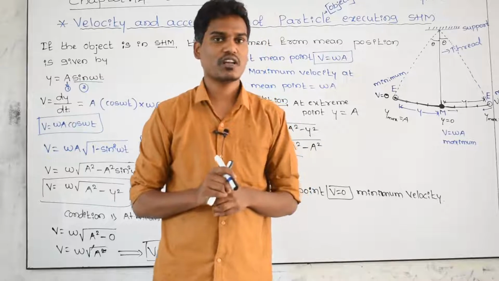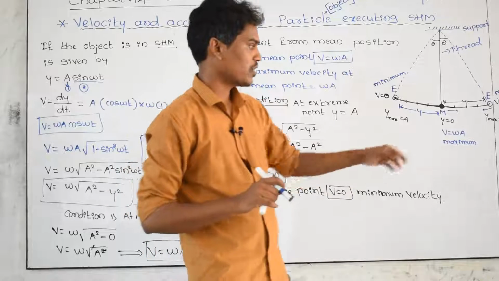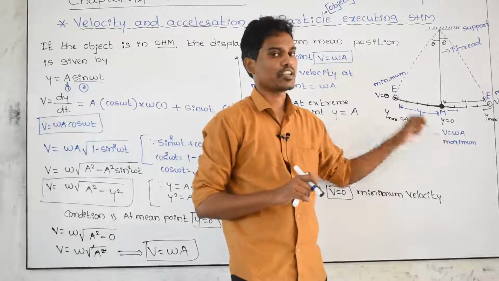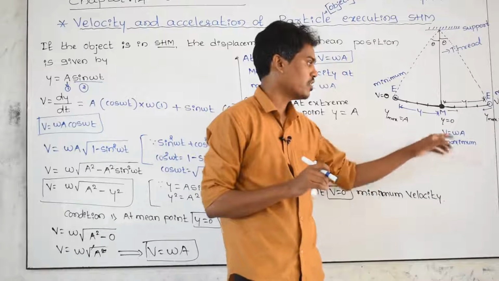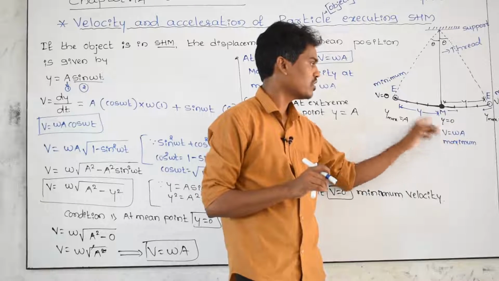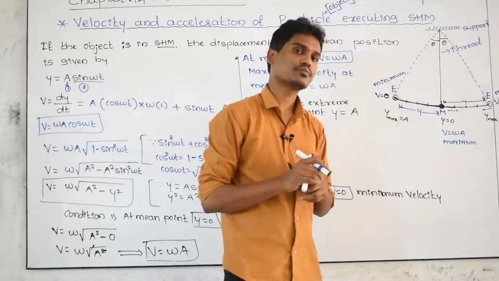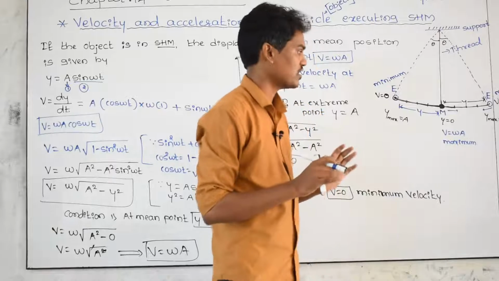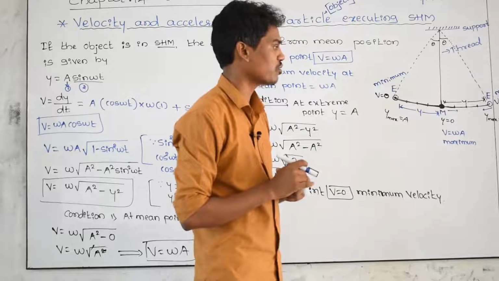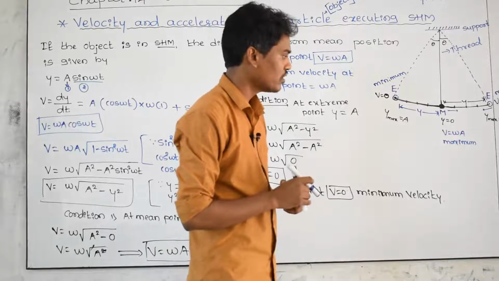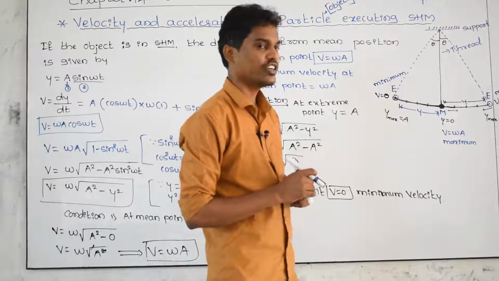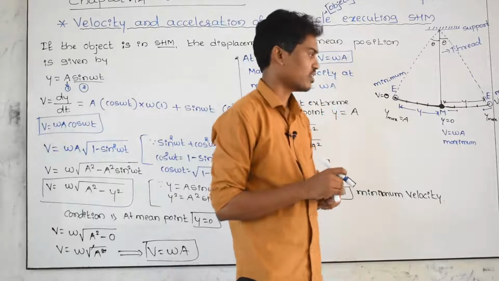At the extreme position the velocity is 0, but at the mean point the velocity is maximum. At mean point velocity is maximum, at extreme point velocity is minimum, and these are the conditions you have to remember. And at each and every point, how to find out the velocity?